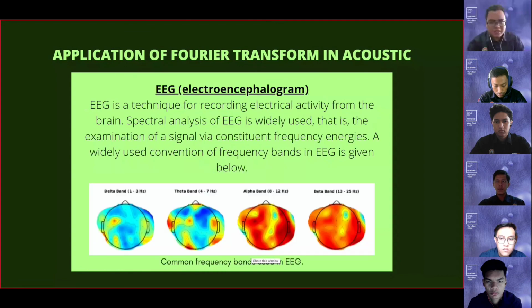The next application is the EEG, or electroencephalogram. EEG is a technique for recording electrical activity from our brain. Spectral analysis of EEG is widely used, that is the examination of a signal by its constituent frequency energies. A widely used convention of frequency bands in EEG is given below. As you can see, there are the delta band, theta band, alpha band, and beta band. These are the common frequency bands that we use in EEG.